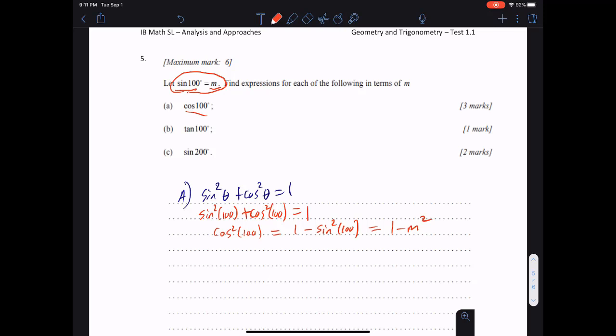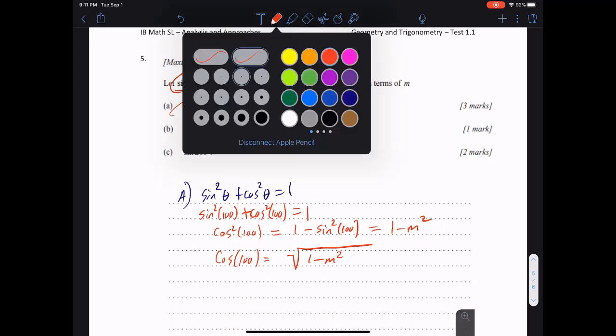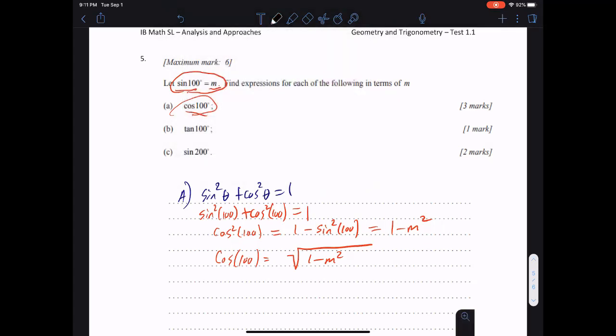So since I have a cosine squared of 100 now, and I'm just looking for cosine of 100, I'll take the square root of both sides. So the cosine of 100 will equal the square root of 1 minus m squared. Now this is a trick that a lot of kids, I'm pretty confident, missed. There's a little sign problem here.